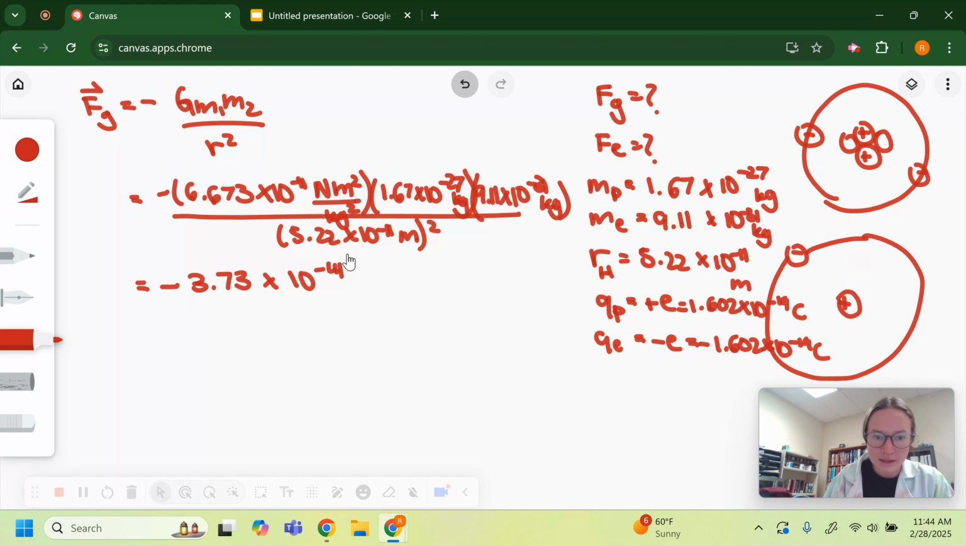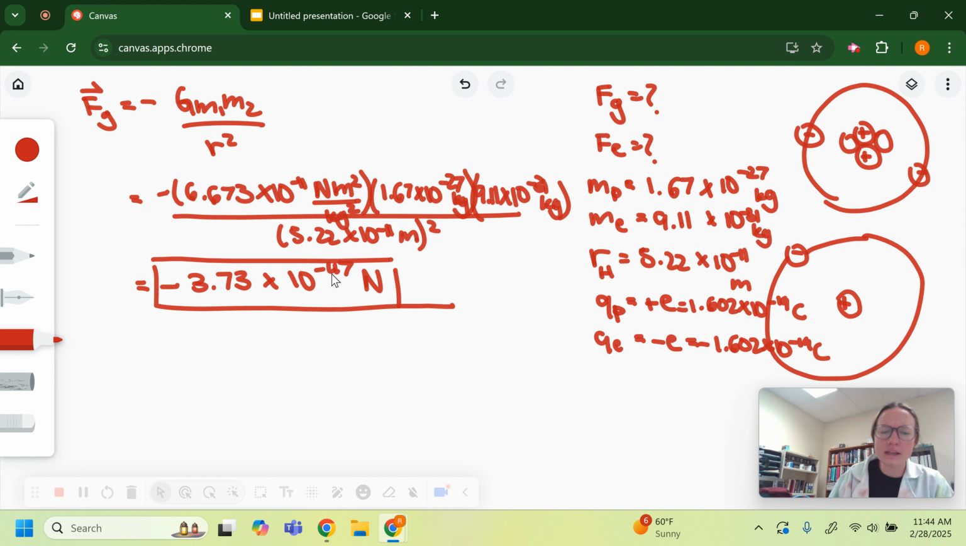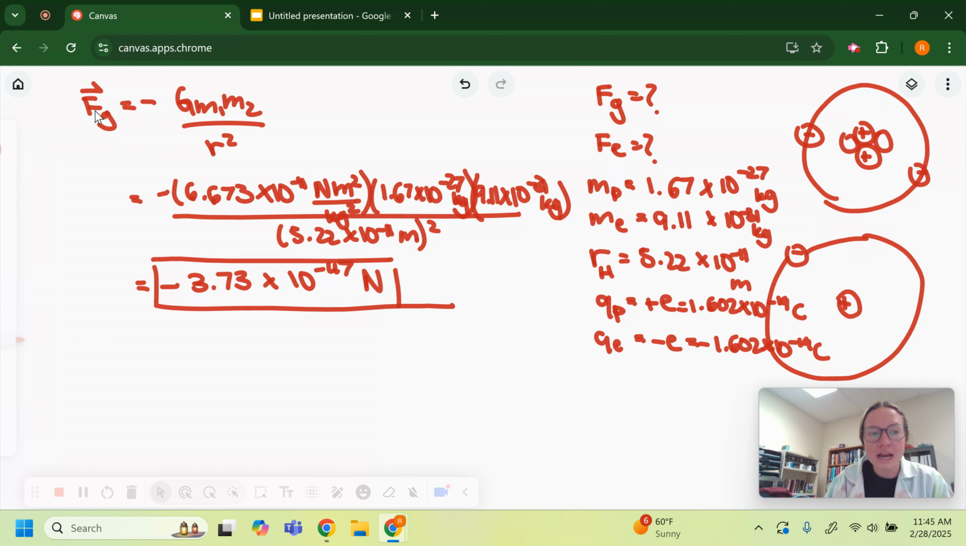Oh my. 10 to the negative 47th newtons. Check it out. I like that there's a negative sign in the front because that means it's an attractive force, which is true. I also like that I landed with newtons. This force here is really, really crazy small. 10 to the negative 47th, that is like a teeny tiny force. Let's go ahead and calculate what we get when we try the electric force.